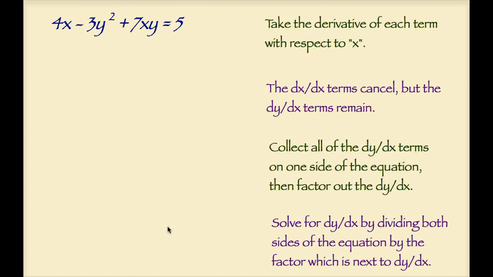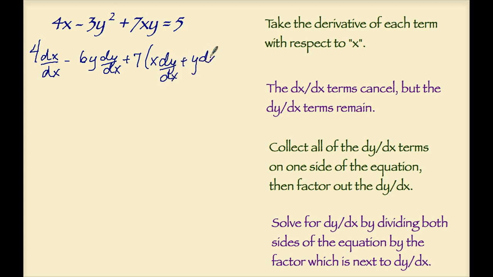First, we'll take the derivative of each term with respect to x. 4 dx/dx minus 6y dy/dx plus 7, we'll have to use the product rule for xy, x dy/dx plus y dx/dx equals 0. The dx/dx terms cancel, but the dy/dx terms remain.